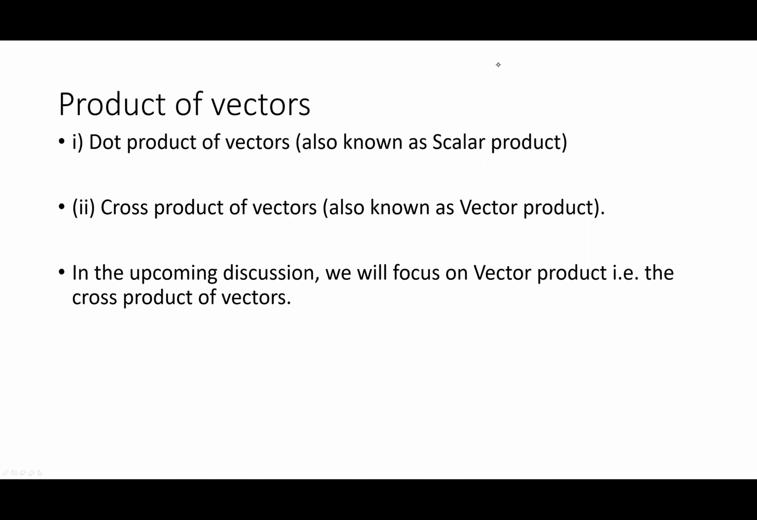There are two types of product: dot product of vectors and cross product of vectors. Dot product is also known as scalar product. Cross product is also known as vector product.